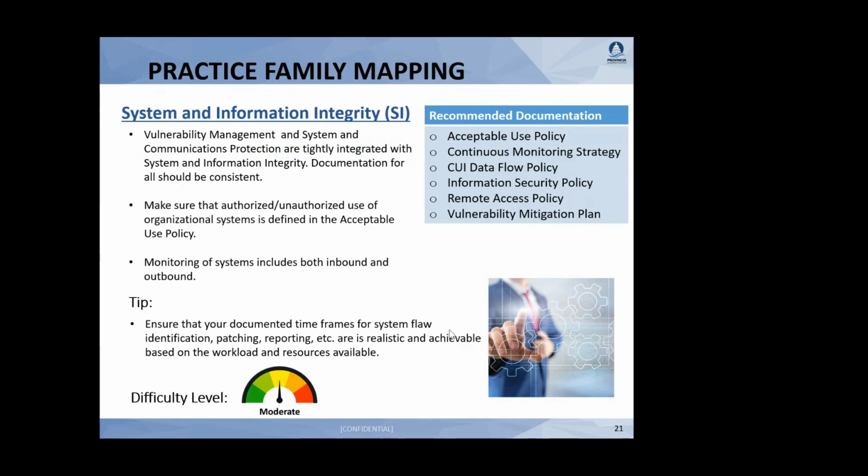CUI information. One of the things that you need to make sure that you do is that authorized and unauthorized use of organizational systems is defined in your acceptable use policy. Most of us have an acceptable use policy that we require employees to sign. If you don't, you should. And if you don't have an acceptable use policy or decide not to use one, you need to make sure that authorized and unauthorized use is documented somewhere else. It needs to be included because that's one of the control requirements for SI.